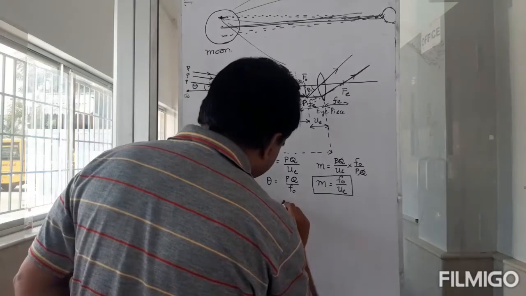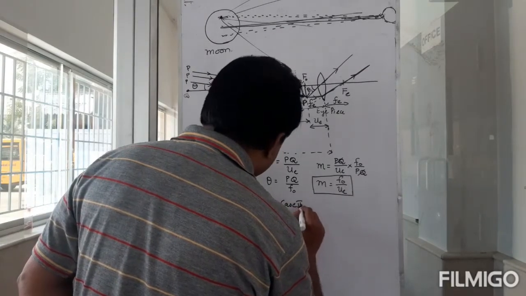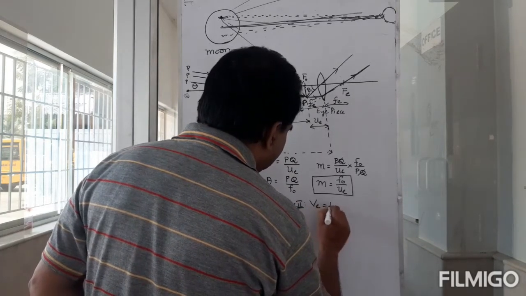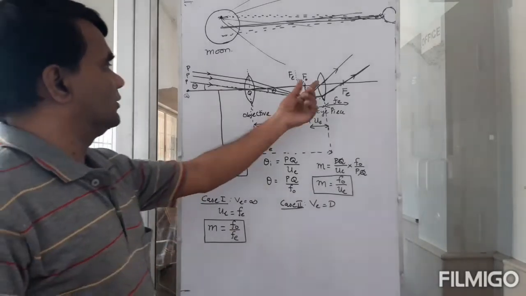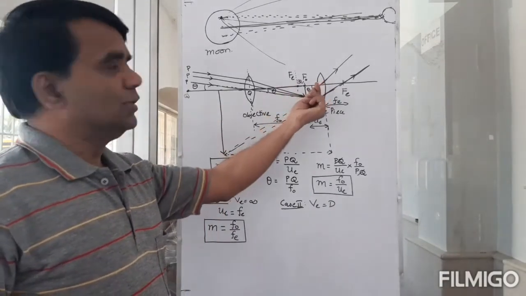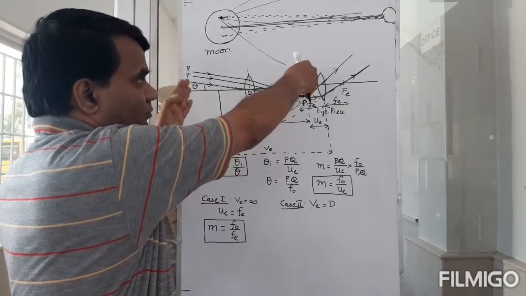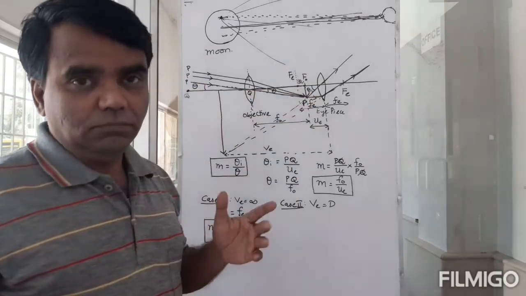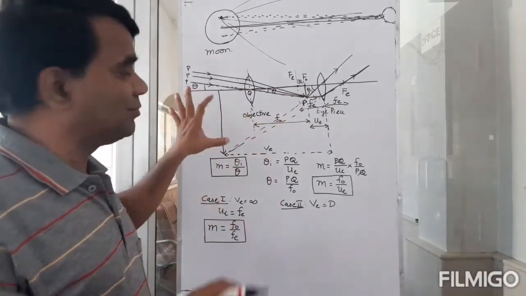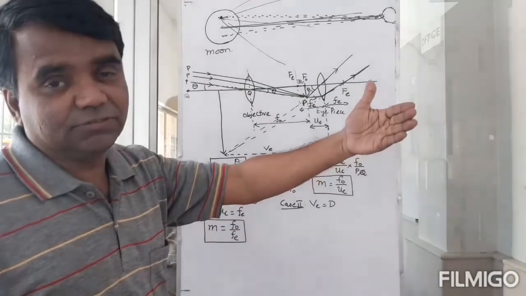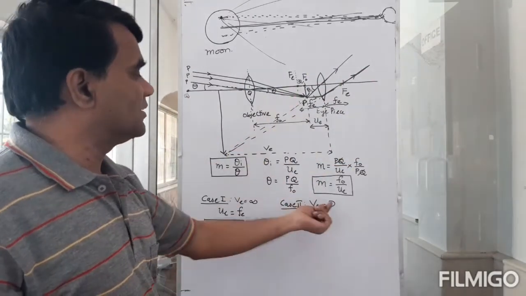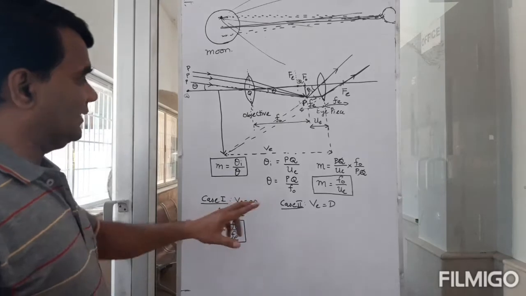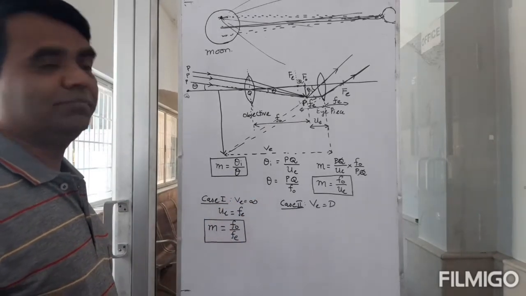Then case 2. My V must be equal to D. Why? Because I'm going to look at the image from here. So the maximum distance, or the minimum distance, I should say, the minimum distance with which I can see this object clearly is 25 centimeters for the normal eye. 25 centimeters. That's what I call as d. So V is equal to d. When V is equal to d, then what would be my UE?